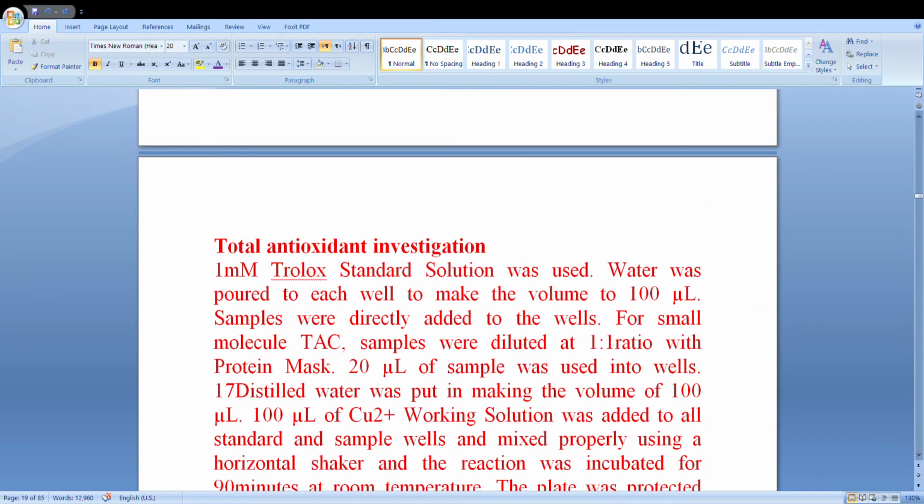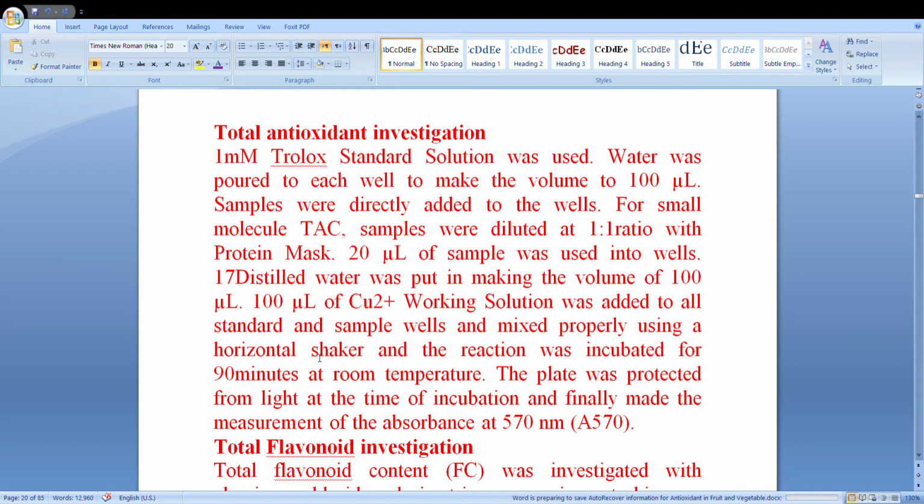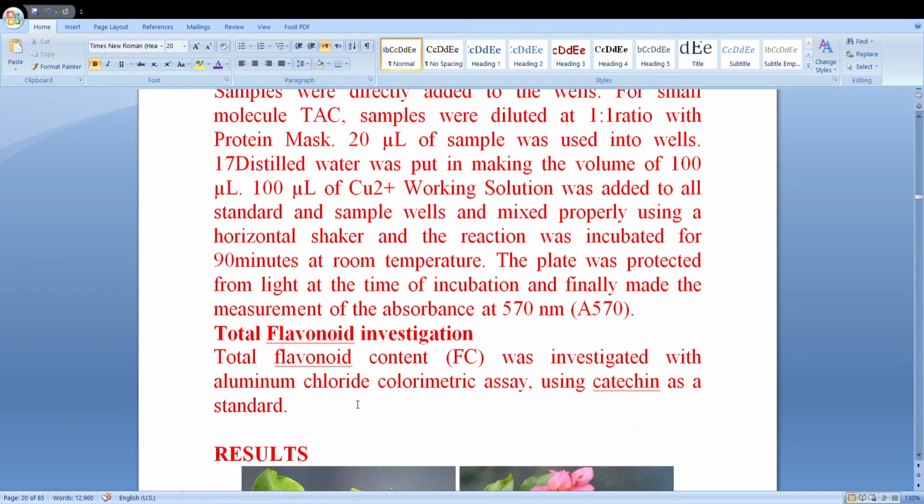Then we use total antioxidant investigations with Trolox standard solutions. We use the samples and different types of molecules, TAC tag molecules, and distilled water, and after that we use the spectrophotometer to measure absorbance at 570 nm. So this is the total flavonoid investigation, using aluminum chloride.